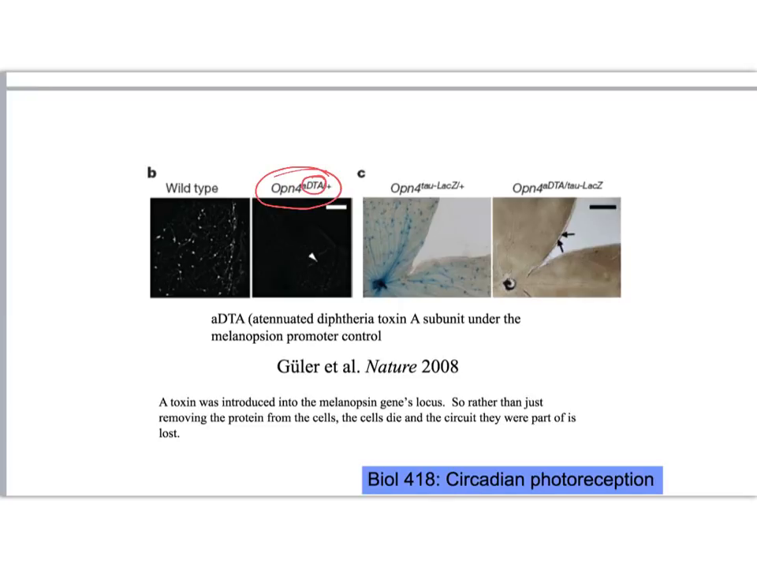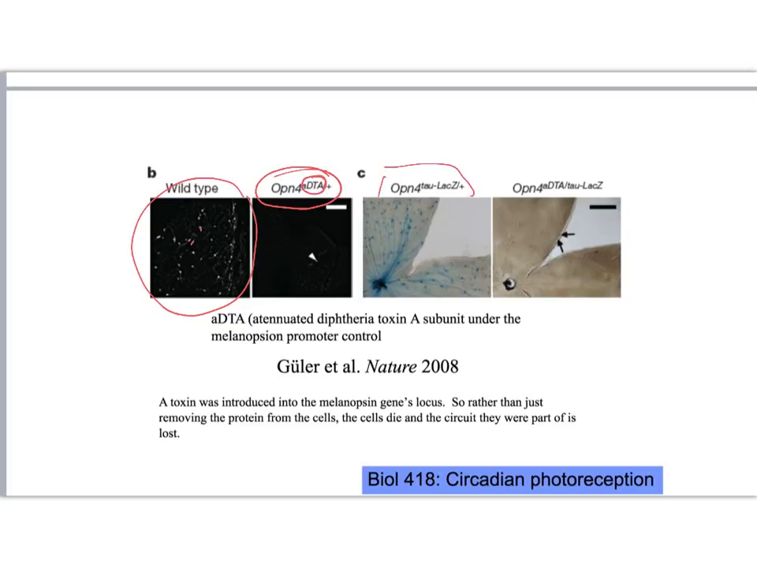And basically what you can see is that in the wild type you see all these dots in the retina that correspond to, this is on a flat mounted retina, melanopsin positive neurons, whereas in the OPN4 DTA animal, it's a heterozygote, you see only one cell, maybe if anything, but basically no cells that are expressing melanopsin.